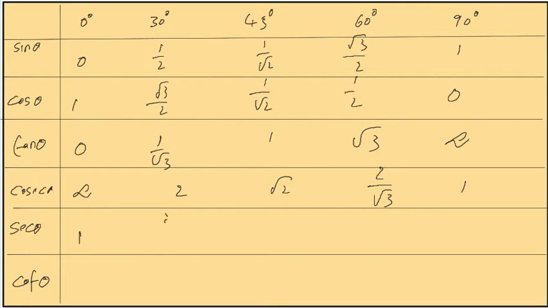For cosec: infinity, 2, root 2, 2 by root 3, 1. For sec: 1, 2 by root 3, root 2, 2, infinity. For cot: infinity, root 3, 1, 1 by root 3, 0.